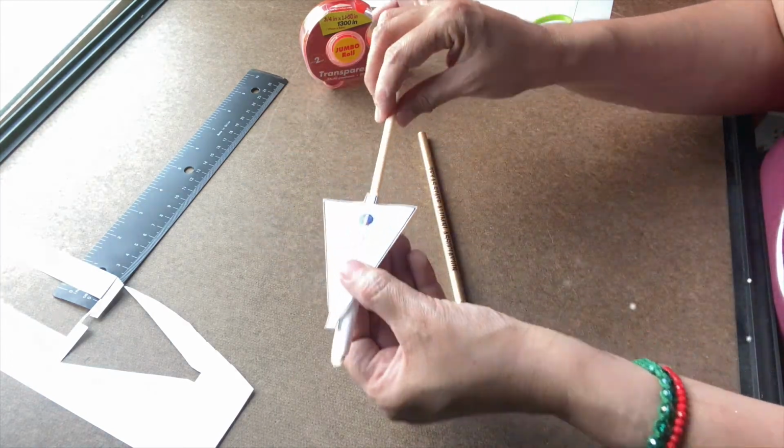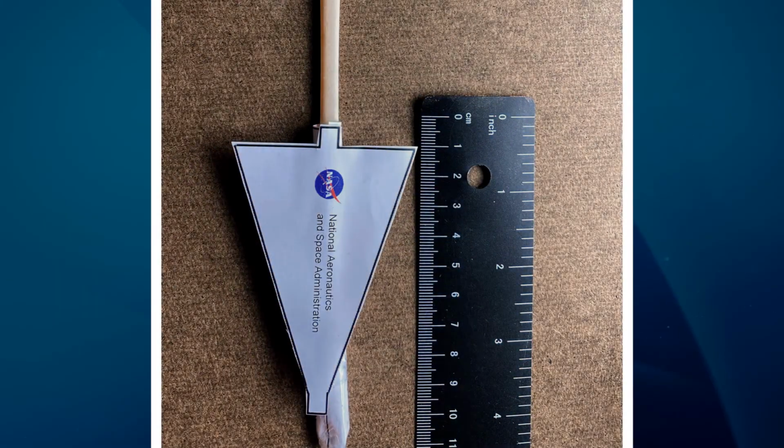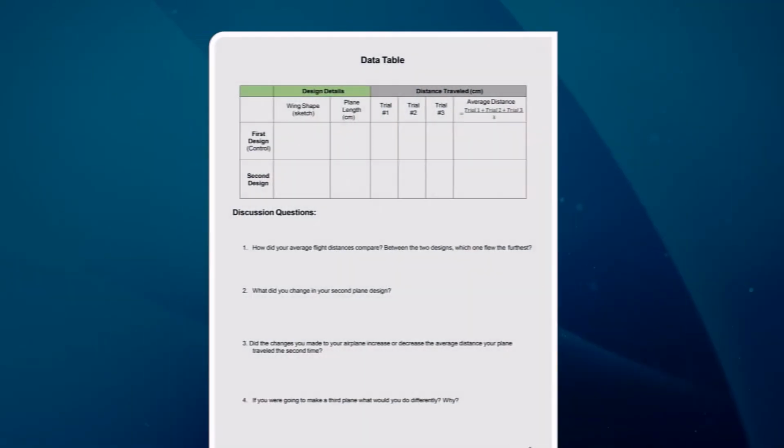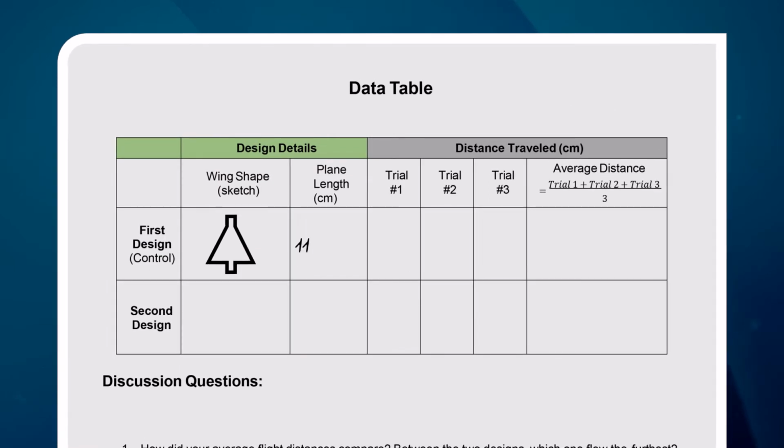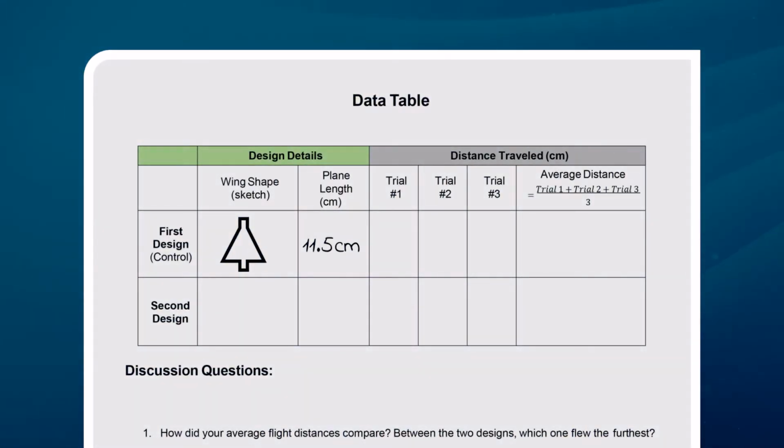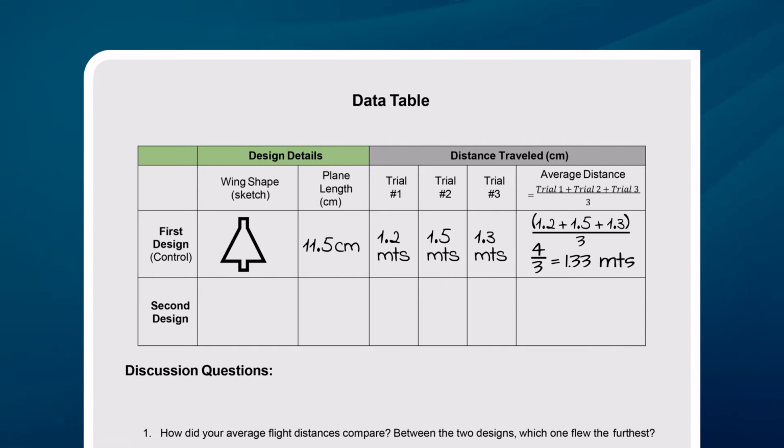Now, let's try it. As a first step for this design, you'll have to measure the length of your plane in centimeters and draw the shape of its wings. Write down this information on your data table. Now you're ready. Let's fly it. 3-2-1, takeoff. Don't forget to write down the information about your 3 trials and the average distance, which is obtained by summing up the 3 distances of each trial and dividing the results into 3.